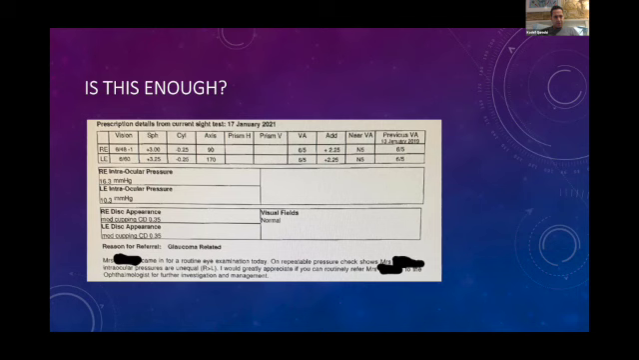Mrs. So-and-so came for a routine eye examination. Repeatable pressure check shows intraocular pressures are unequal. I would greatly appreciate if you can routinely refer to ophthalmologists for further investigation and management.